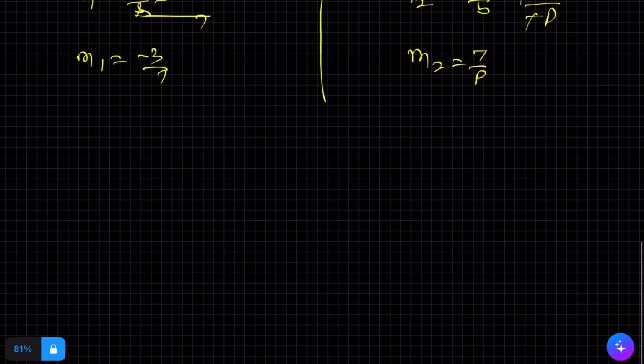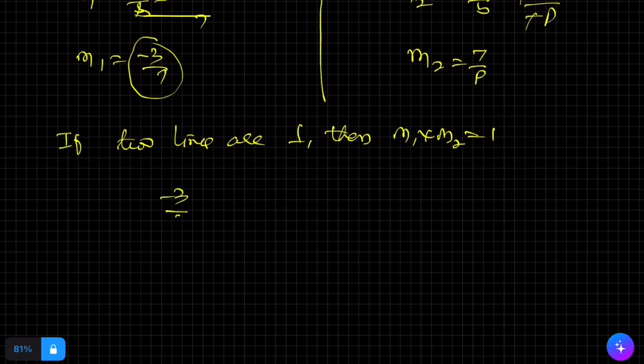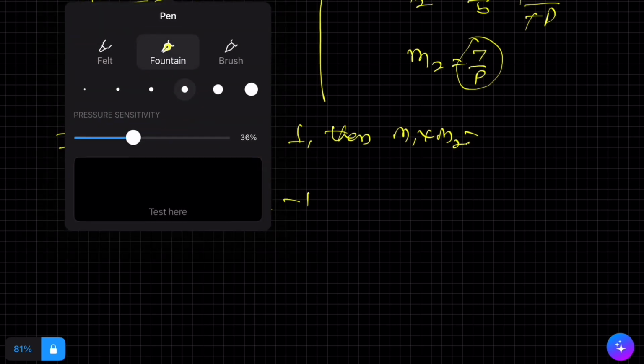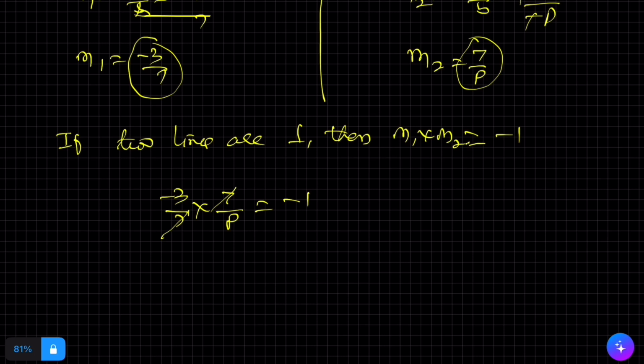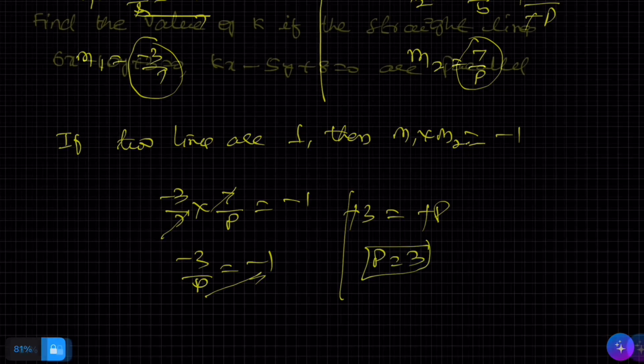So given the two lines are perpendicular, if two lines are perpendicular, then the product of the slopes is minus 1. So my m1 is minus 3 by 7 into the m2 value 7 by p equal to minus 1. So 7 will get cancelled. So minus 3 by p equal to minus 1. p shifted there. Minus 3 equal to minus p. Minus will get cancelled. p equal to 3. So the value of p is 3.